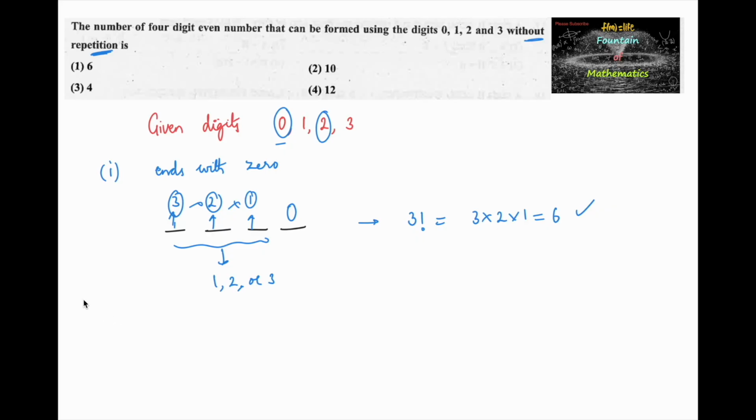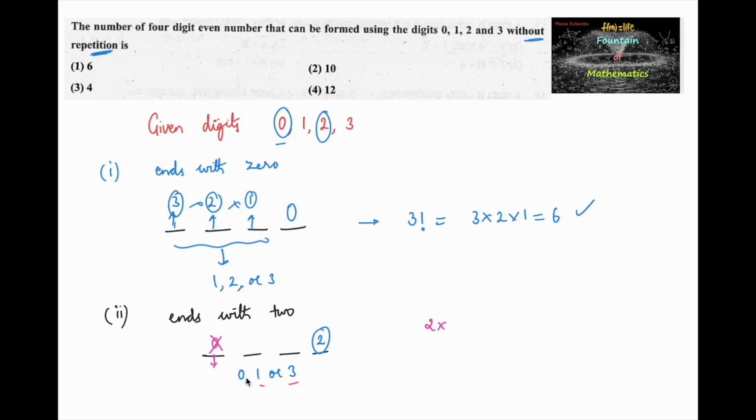And let us consider the second case, ends with 2. If 2 is in the last place, then we have the 3 numbers 0, 1 or 3. We know that the first place cannot be 0 because we require a 4-digit number. So 0 cannot be placed here. The number of possibilities in fixing the first place is either 1 or 3, so 2 choices are possible.